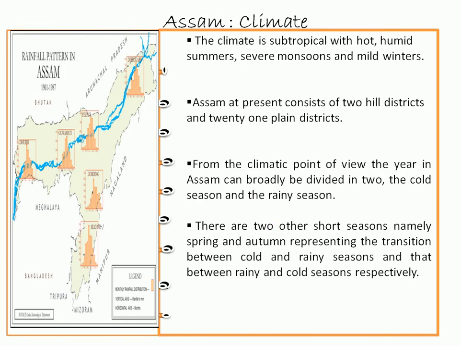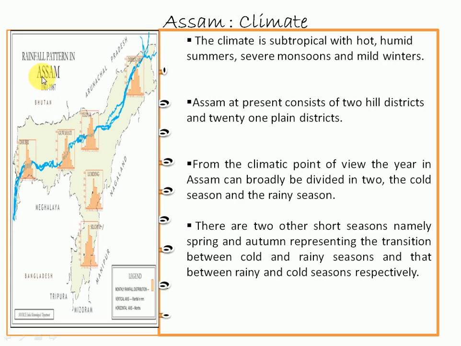Apart from this, this is the climate map of the state. The climate is subtropical with hot humid summer and severe monsoons and mild winters. Assam at present consists of 2 hill districts and 21 plain districts. So there are total 23 districts in the state. From the climatic point of view, the year in Assam can be broadly divided into the cold season and the rainy season. There are 2 other short seasons, namely spring and autumn, representing the transition between cold and rainy seasons, and that between rainy and cold seasons respectively.